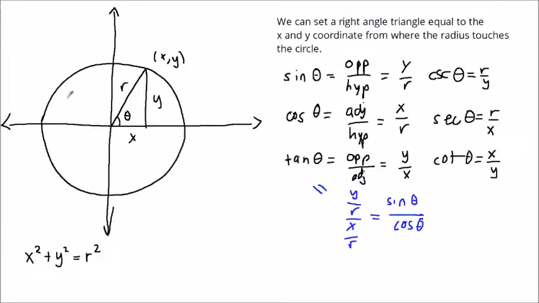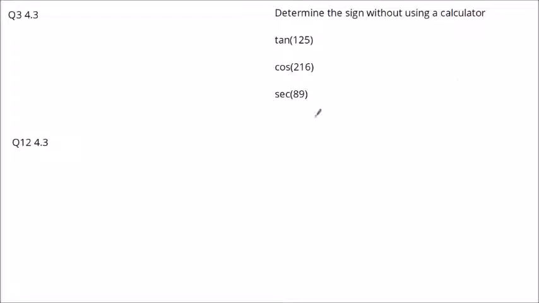And it works everywhere. It works here, it works here, it works here. Okay? And we're going to depend on this a lot. So we have question 3 from 4.3 right now. Question 3 from 4.3 says, evaluate the 6 trigonometric functions. We're not going to evaluate all 6 trigonometric functions. We're going to do sine, cosine, and tangent because the other 3 are kind of a waste of time.